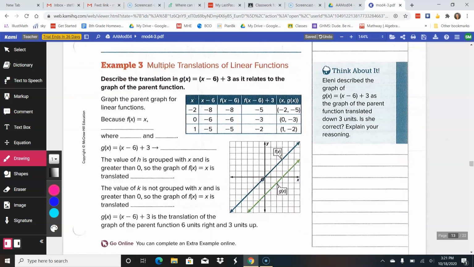Look at this particular translation right here. This is a whole hot mess going on here. So not only do I have this, but I'm going to take that graph right there, which is going to go to the right, because again, it's the opposite. Now it's going to go up 3 units, right? So I'm taking a look at this.